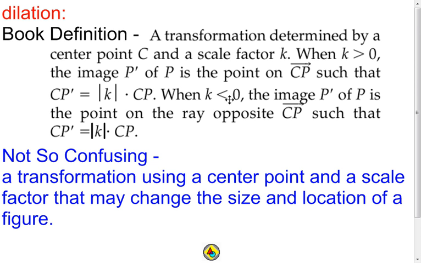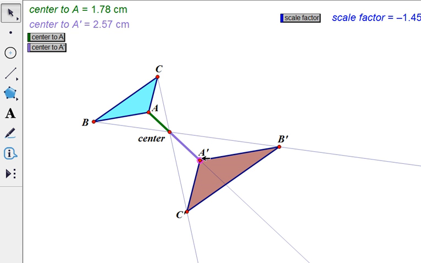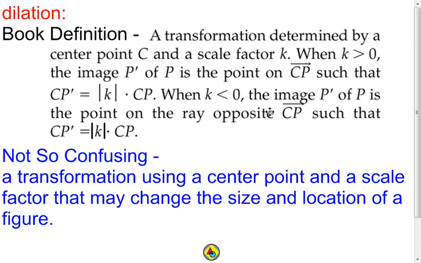When the scale factor is less than 0, then the image, so in my sketchpad ones, that would be, say, A prime of your A, is the point on the opposite ray of ray CP, which is saying, if we go opposite this ray, let me get this one out of the way. If I go opposite this ray, that's going this way, and that's where that whole opposite ray talk comes into play. So that's showing you how the actual math does make sense, but it is, I know, rather confusing.